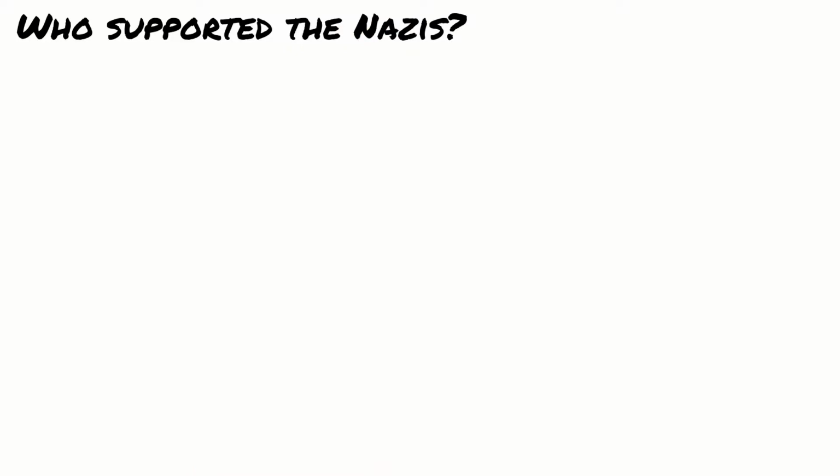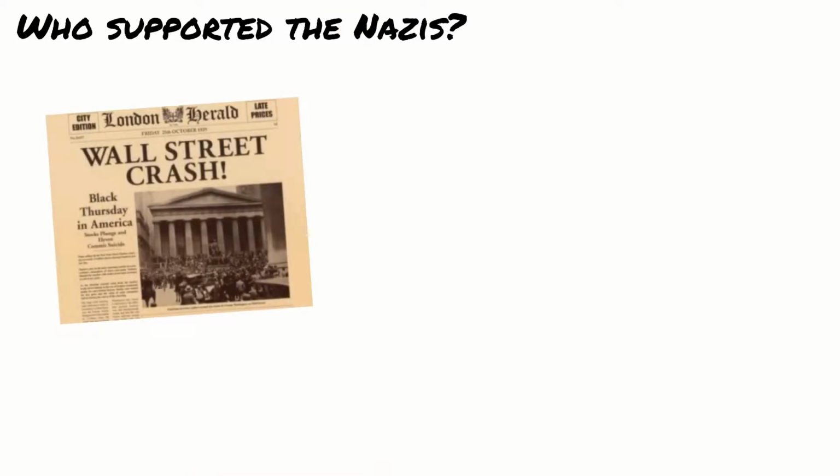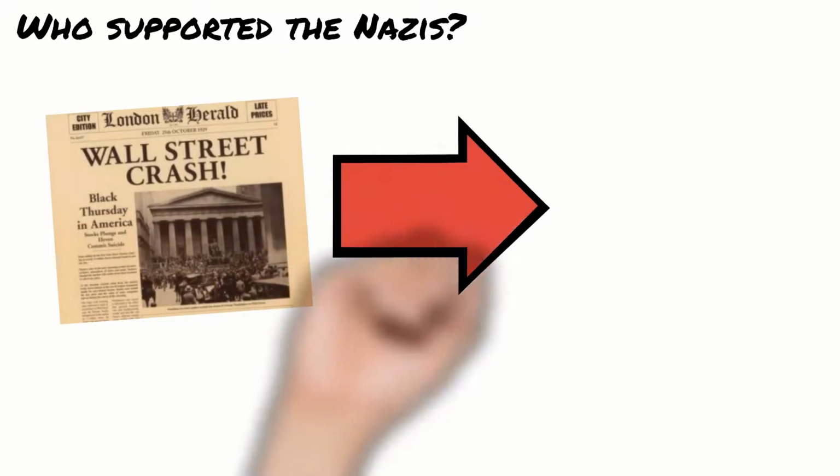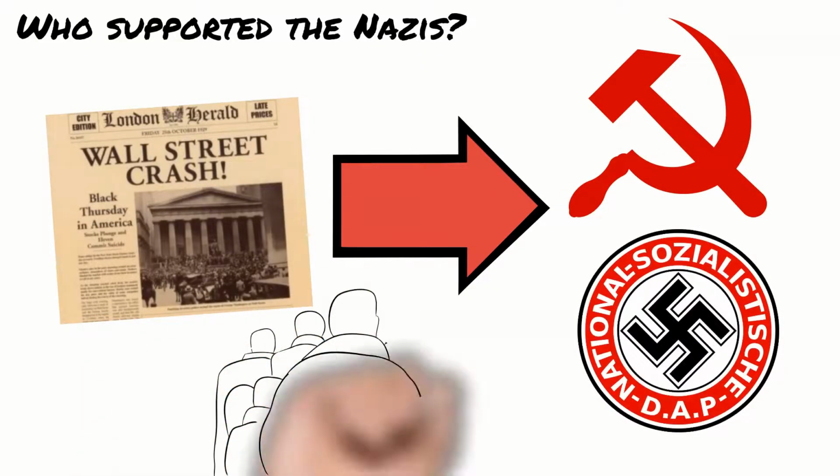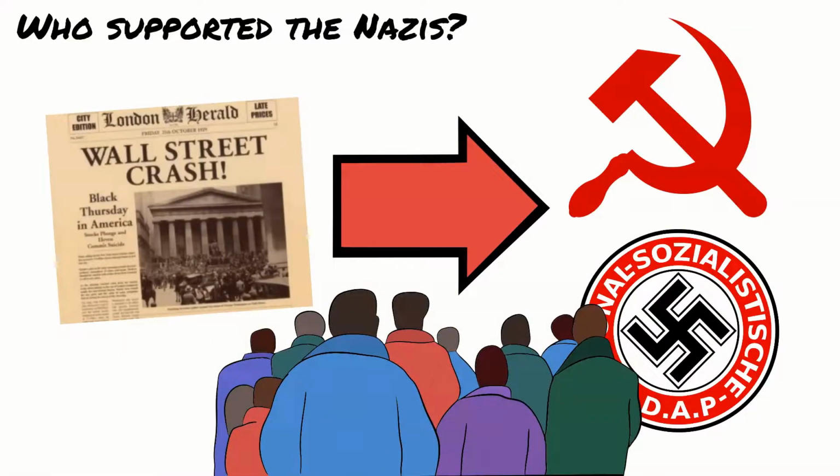Hi there guys! Last time we looked at the Wall Street crash and its impact on society and the government. Today we're going to take a look at how those events led to an increase in support for the extreme left and right parties, and especially how the Nazis gained support in different groups in society.